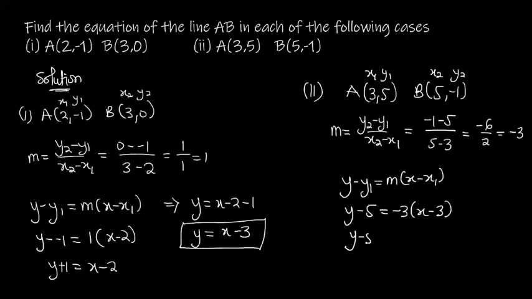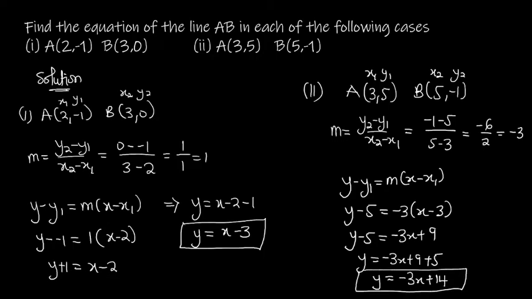So I have y minus 5 is equal to minus 3x plus 9. Now I have y is equal to minus 3x plus 9. Then I send the negative 5 to the other side, it becomes plus 5. So I have y is equal to minus 3x plus 14 as my equation of the straight line.